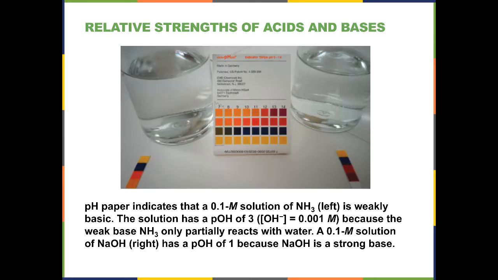The pH paper indicates that a 0.1 molar solution of ammonia on the left is weakly basic. The solution has a pOH of 3, which corresponds to an OH, or hydroxide ion, concentration of 0.001, because it's the weak base ammonia only partially reacts with water. A 0.1 molar solution of sodium hydroxide on the right has a pOH of 1 because sodium hydroxide is a strong base.